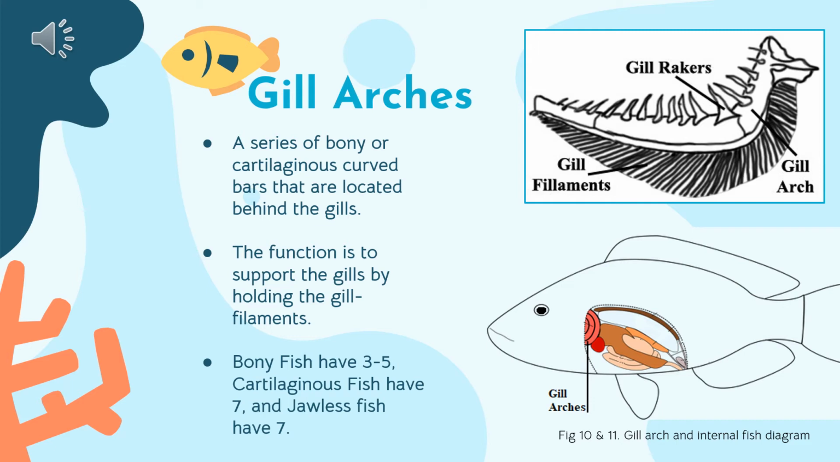The gill arches support the gills so that they can open and close to help with breathing and the exchange of different gases and nutrients. As we mentioned previously, we have been talking about bony fishes in general, but we did want to add that the number of gill arches differs within classes and groups. For example, bony fishes like redfish have 3 to 5, while cartilaginous fish like sharks have 7, and jawless fish like lampreys and hagfish are also known to have 7. So now I'll go ahead and pass it on to the last presenter.